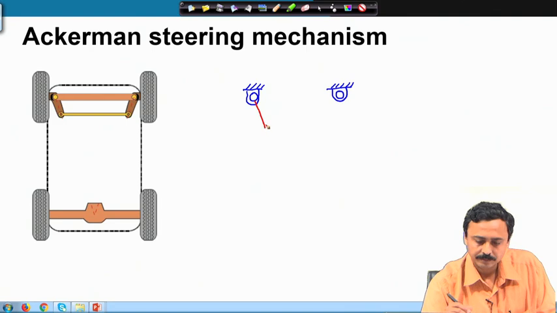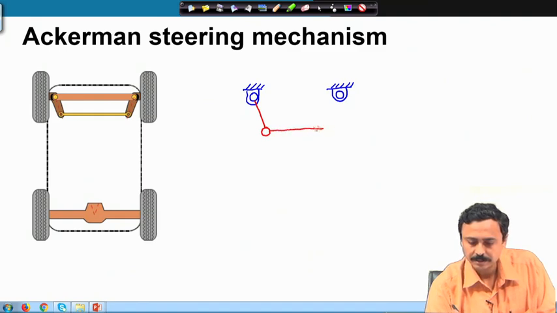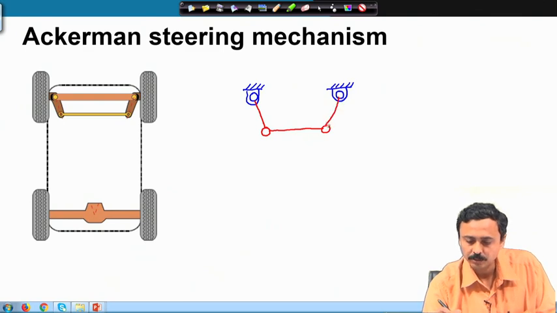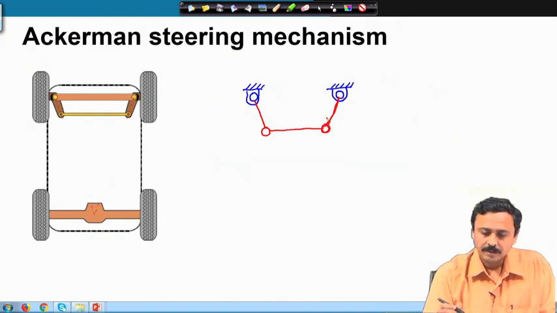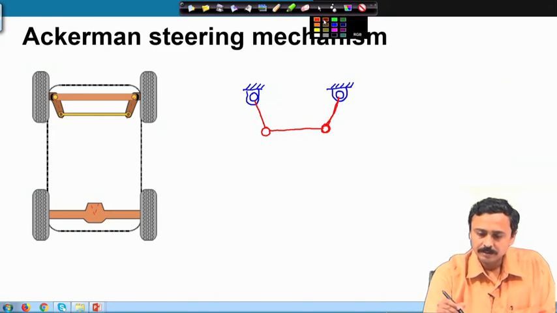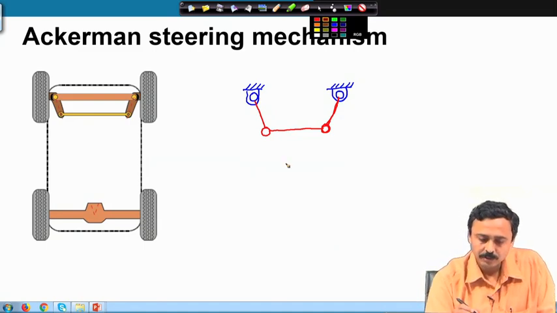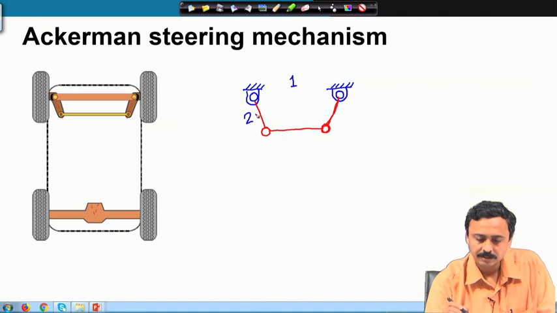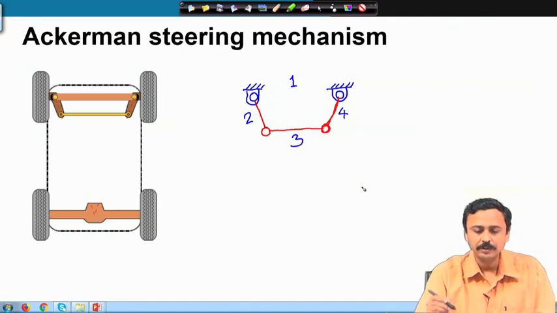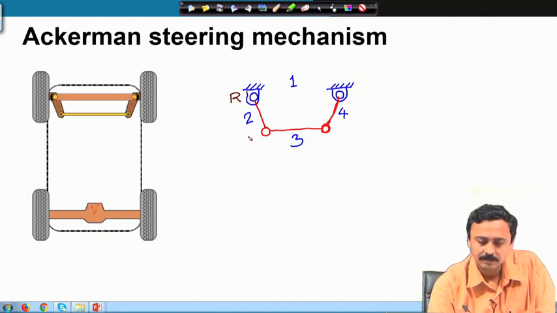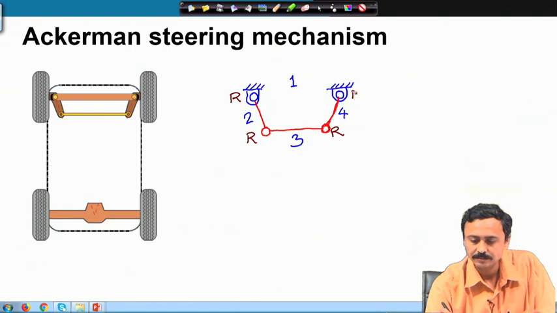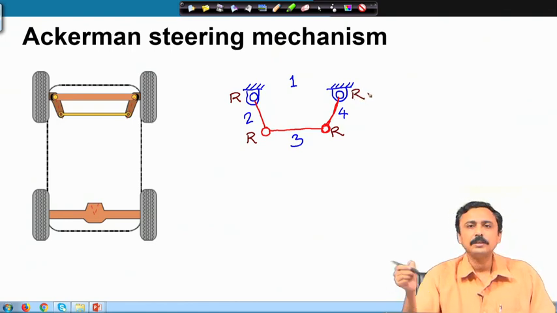And here we have the first link connected to this coupling link connected to the other wheel. Now, in this kinematic chain, you have the ground link as the first link, this is the second, third, and fourth. Therefore, there are four links or four rigid bodies in this chain, and these are connected by revolute pairs, simple hinges. So, there are four revolute pairs connecting these four links.